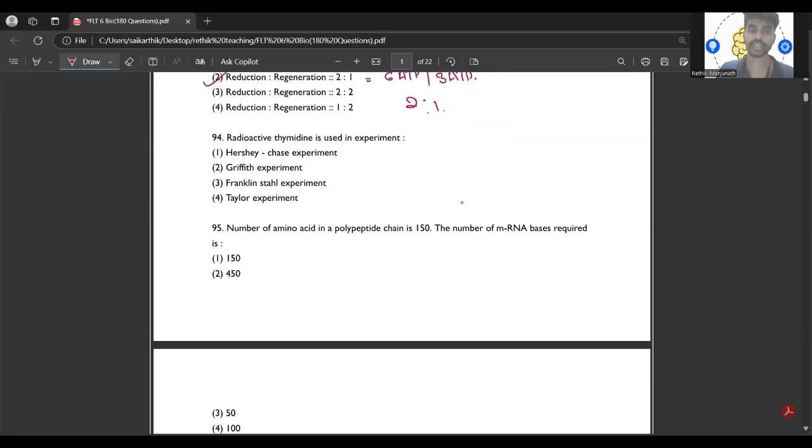Next, 94th question. Radioactive thymidine is used in an experiment. Do you remember it is actually in genetics and evolution, under principles of inheritance? Correct. So it is a very easy, direct question. Radioactive thymidine is used in whose experiment? It was used in Taylor's experiment, right? They performed an experiment where they used radioactive thymidine to prove that the DNA in chromosomes replicates semi-conservatively.